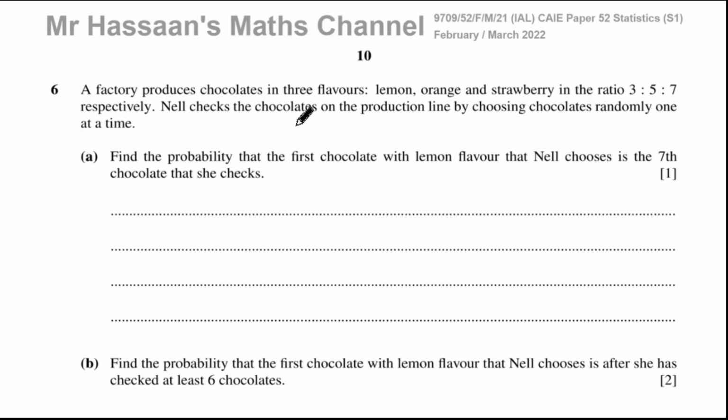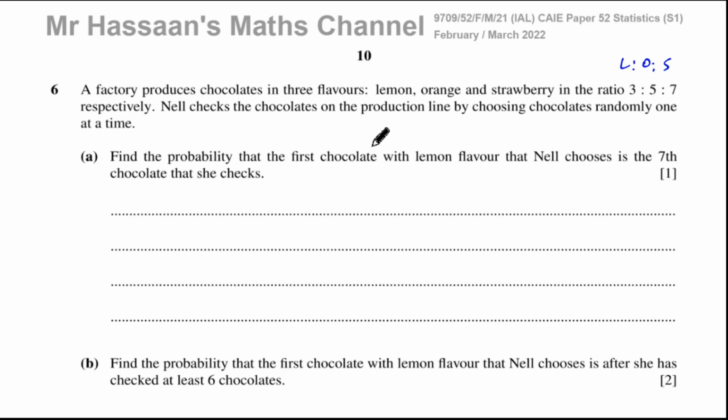Hassan's Maths channel. I'm now answering question number 6 from the February-March 2022 Cambridge 9709 paper 5 variant 2, the statistics S1 paper. Here it tells us about a factory that produces chocolates in 3 flavors: lemon, orange and strawberry, in the ratio 3 to 5 to 7 respectively. So lemon 3 parts, orange 5 parts, strawberry 7 parts.